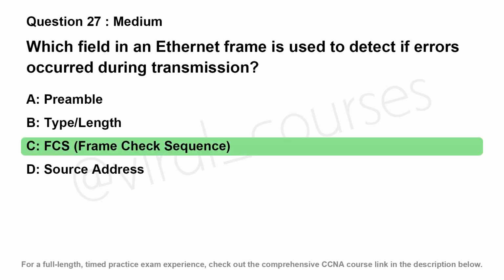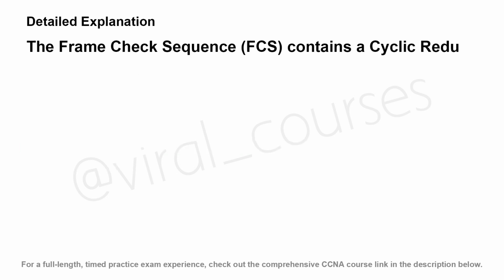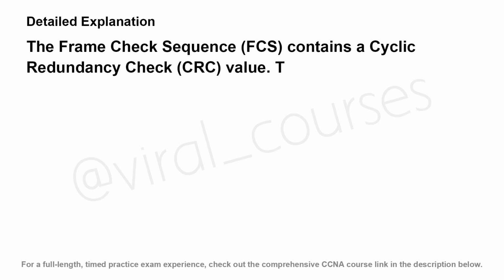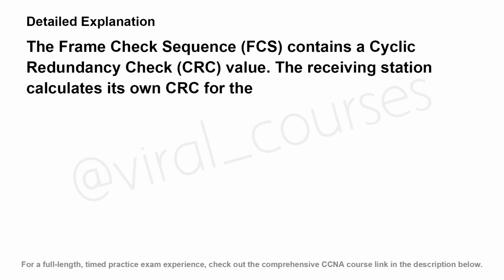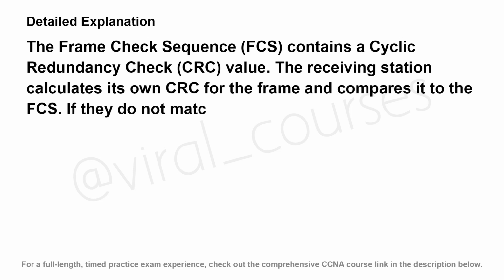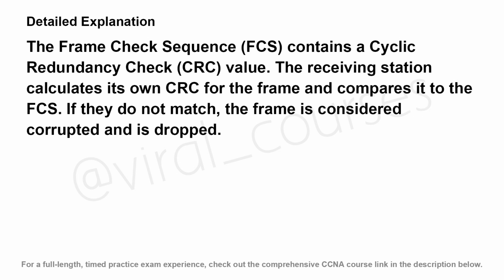The correct answer is C. The frame check sequence, FCS, contains a cyclic redundancy check, CRC, value. The receiving station calculates its own CRC for the frame and compares it to the FCS. If they do not match, the frame is considered corrupted and is dropped.